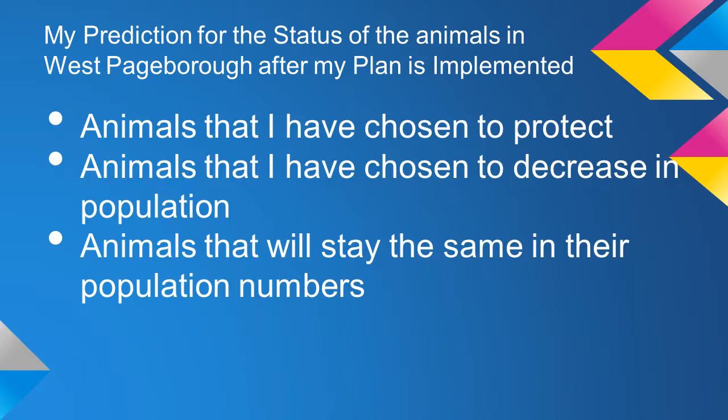And another example, but this time for the animals which decrease in population, is the black rat snake, which eats the spotted salamander. So I've chosen to relocate the black rat snake so that the spotted salamander population will increase.